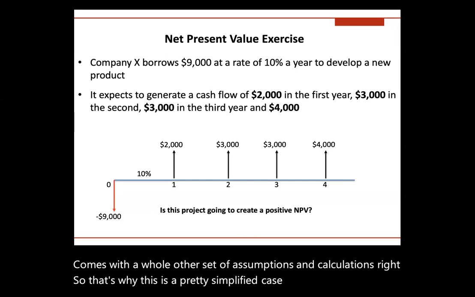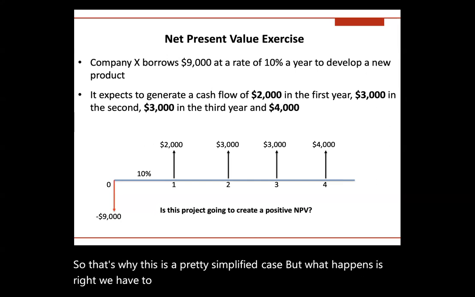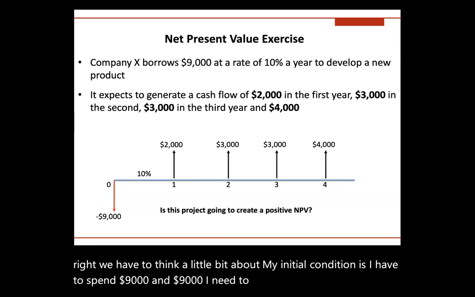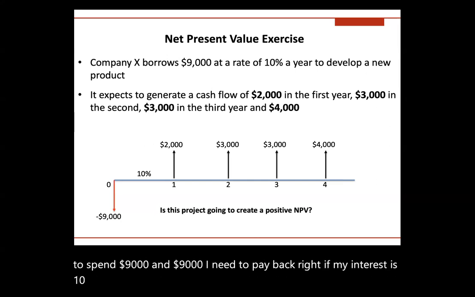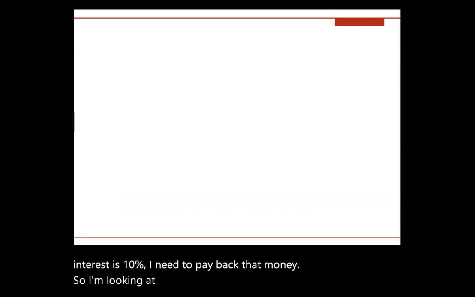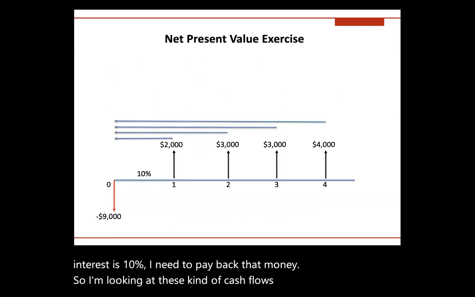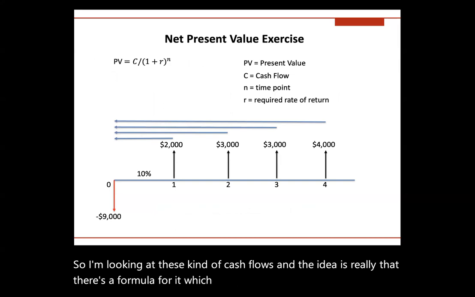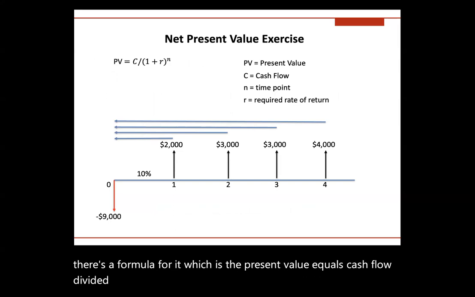But what happens is, we have to think a little bit about my initial condition. I need $9,000, and $9,000 I need to pay back. If my interest is 10%, I need to pay back that money. So I'm looking at these cash flows, and there's a formula for it, which is the present value equals cash flow divided by 1 plus the required rate of return, raised to the number of time points we're going to do these things.